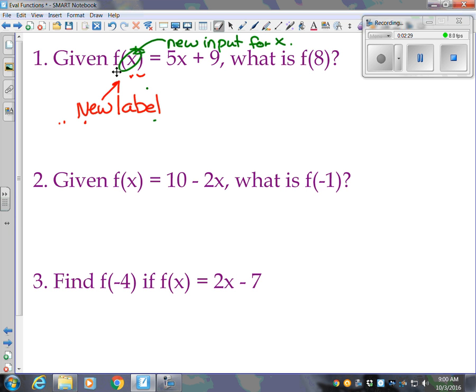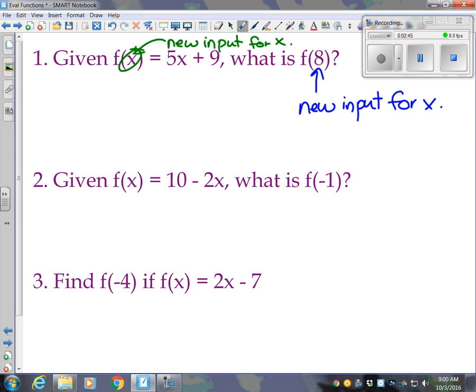Okay. And at the end, it's actually telling me to do something new. So, this is going to be f of, not x anymore, but f of what? 8. So what that means is I have a new input for x. Okay? I'm going to take my function, and I'm going to put an 8 where x used to be. Does everybody see that? So x became the number 8. So on the other side of the equals, guess what? x is going to become what? The number 8.